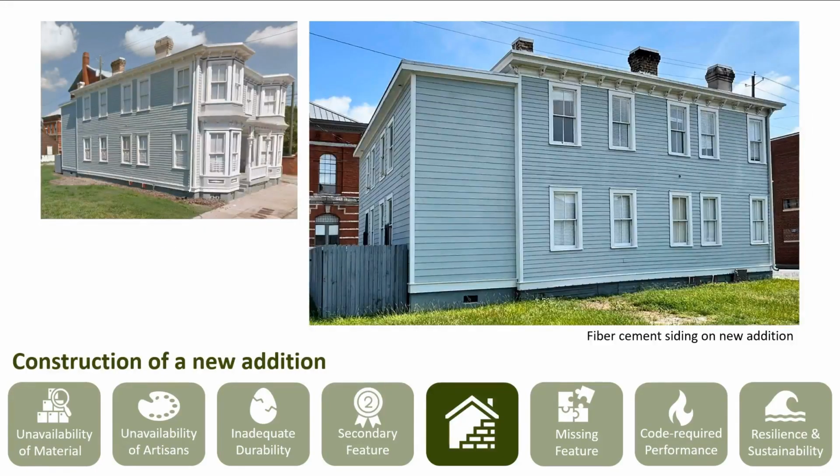When constructing a new addition, using materials that evoke the historic material without exactly matching it can be an effective means of achieving the balance between compatibility and differentiation for new construction. In the wood frame residential building shown here, a new addition was constructed at the rear of the historic building. The use of fiber cement siding gives the addition a compatible character without having to replicate the exact lap exposure or board thickness of the historic siding.